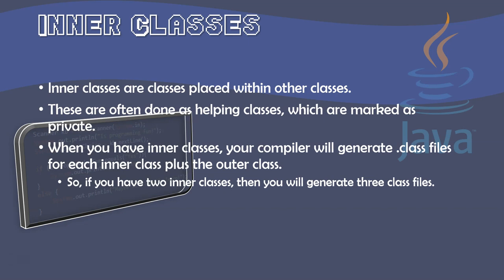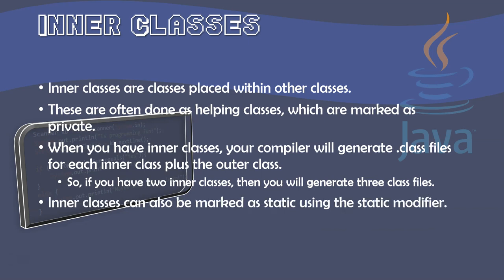However we look at it, if we have an inner class, the compiler, when we go to run it, is going to generate the appropriate number of class files for each inner class plus the outer class. So for example, if I have two inner classes, then I'm going to have 3 class files, 2 for the inner classes and 1 for the outer. Now, inner classes can also be marked as static using the static modifier. So just like we can have a static class or a static method, we can do the same thing with inner classes.